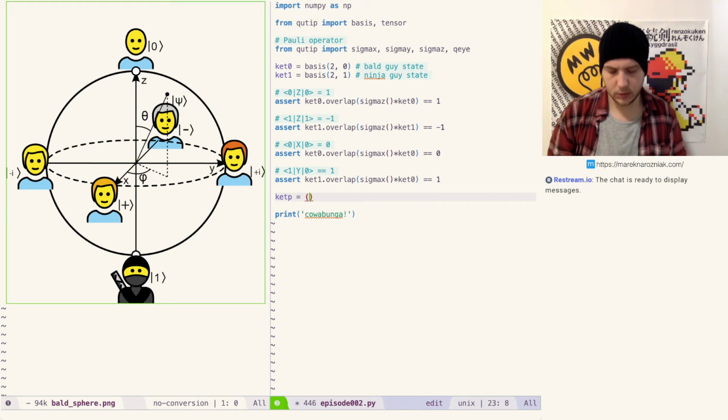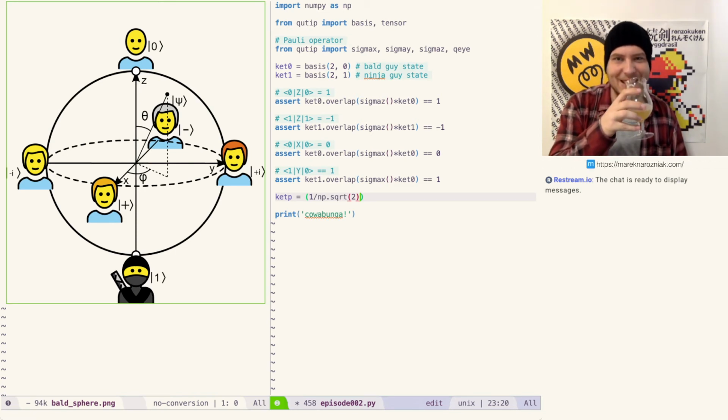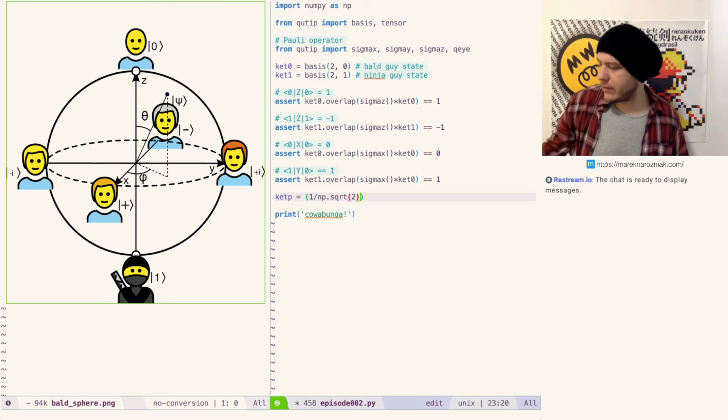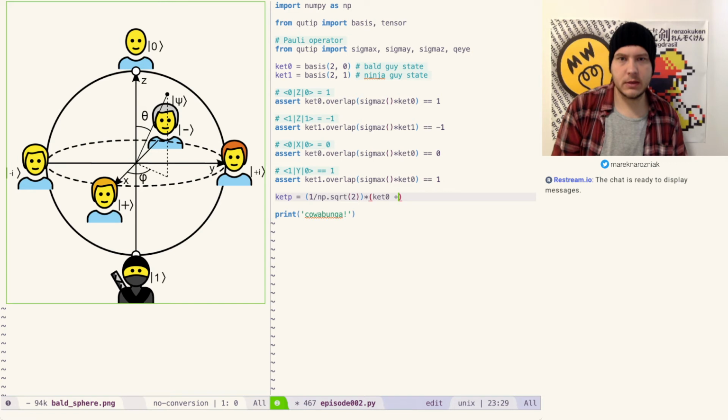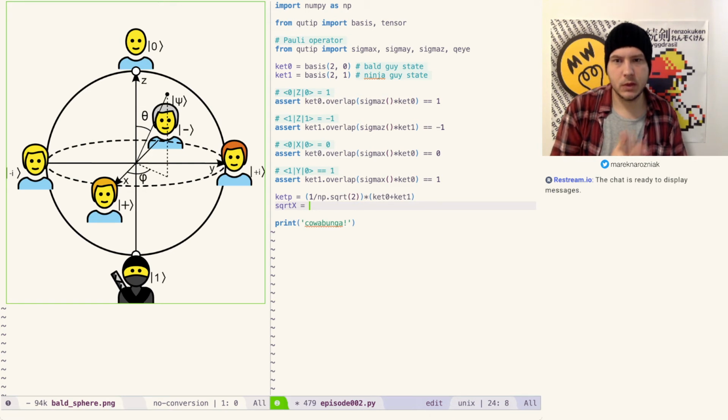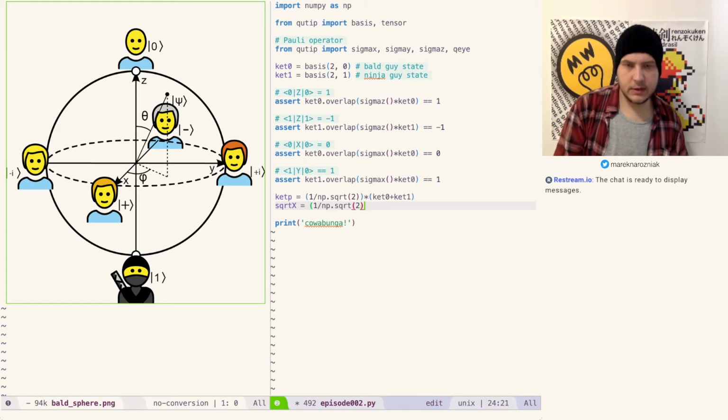What was it? 1 over square root of 2, right? You know, guys, I write 1 over square root of 2 so many times during the day that sometimes I want to write 2 and I just write square root of 2 instead. Okay. Plus, did I say plus? Yeah, I did say. So ket 0 plus ket 1. And square root of x is going to be 1 over square root of 2, plus another 1 over square root of 2.